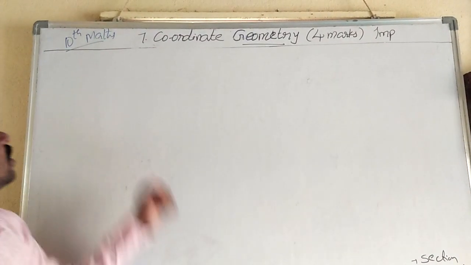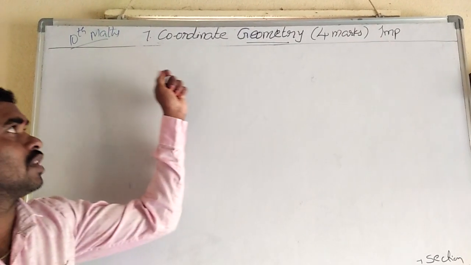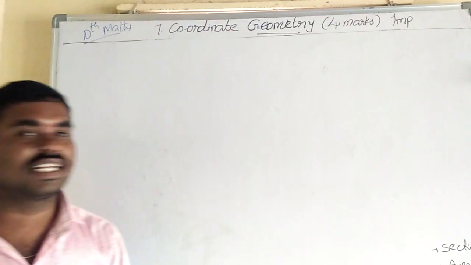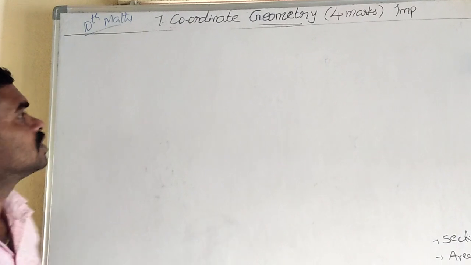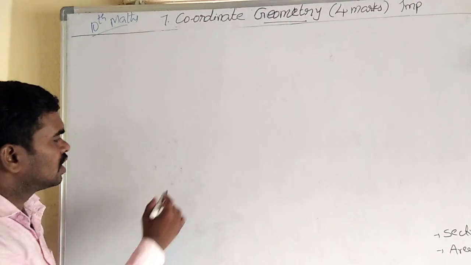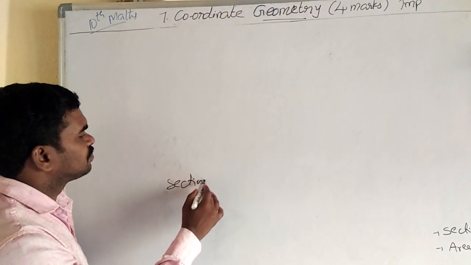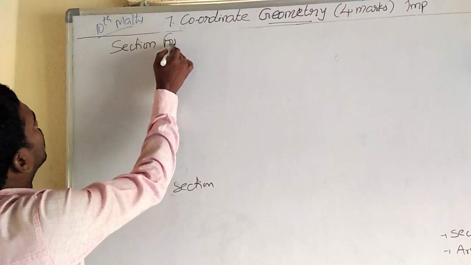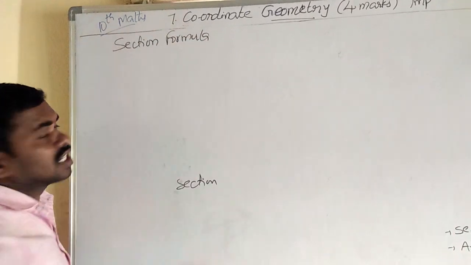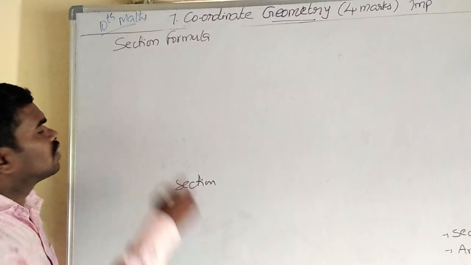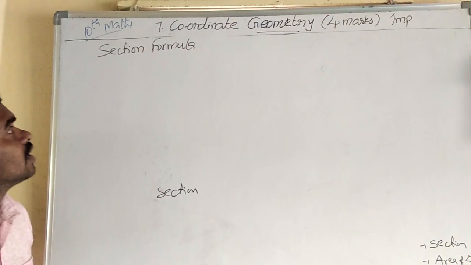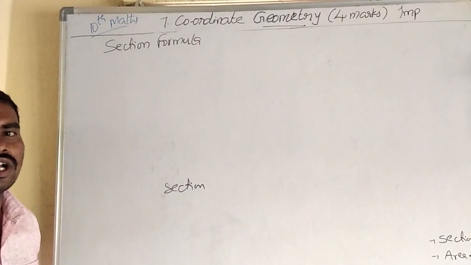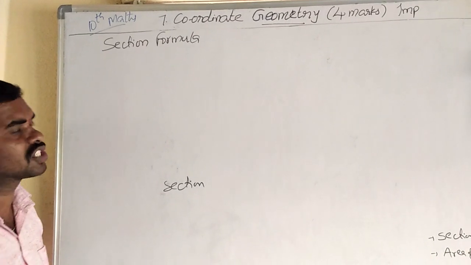Now, 10th class maths, 7th chapter coordinate geometry, 4 marks important questions. Especially we are discussing exam point of view. In this, the most important concepts are section formula, and using section formula, and this is also an important concept. Next, type of quadrilateral. Next, area of quadrilateral or area of triangle. Based on these three concepts, 4 marks questions can be asked.